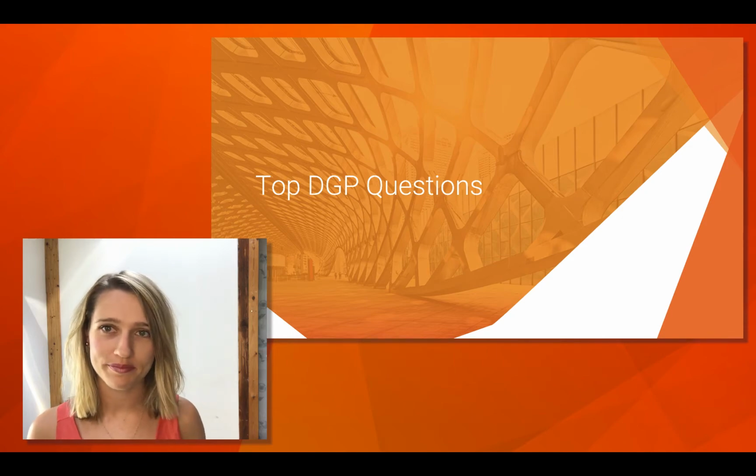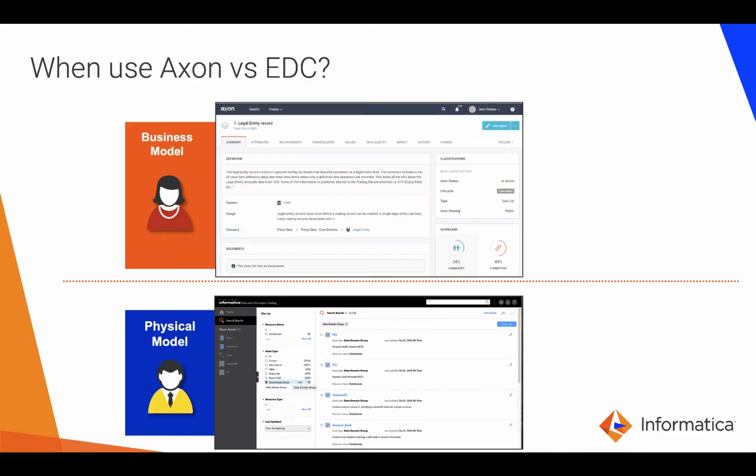Today we're going to be answering another one of your questions around data governance and privacy. Today we're going to be talking about Axon and EDC, and when you should use one as opposed to the other. These are two very important component parts of our governance solution, but they do have different capabilities and are used for different purposes. They work best in conjunction with one another, but let's talk about the breakdown of each one and then what they can do together.